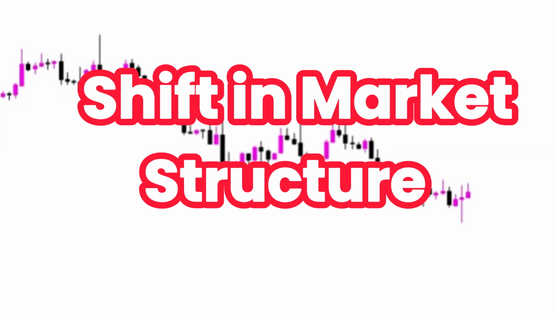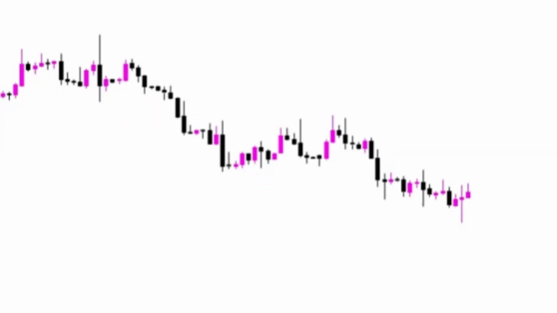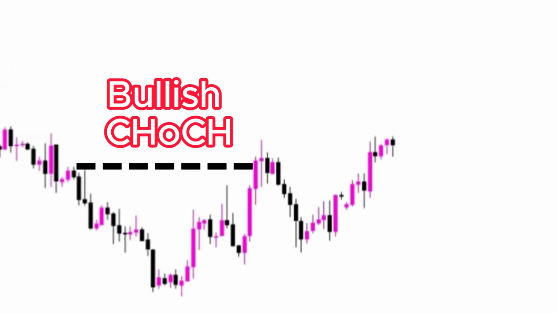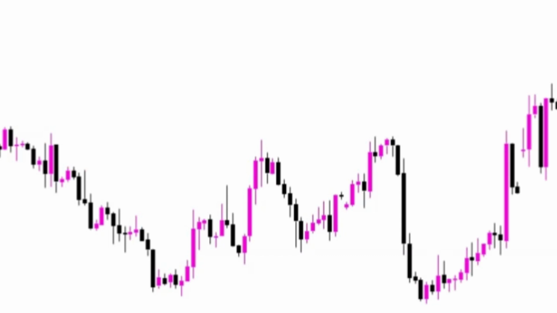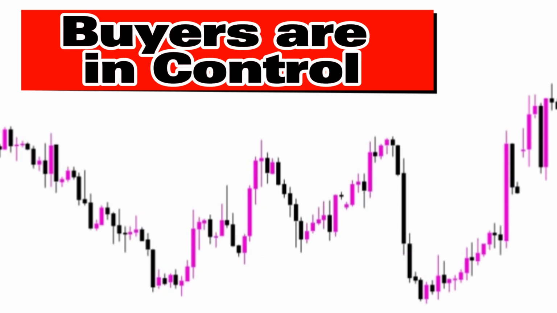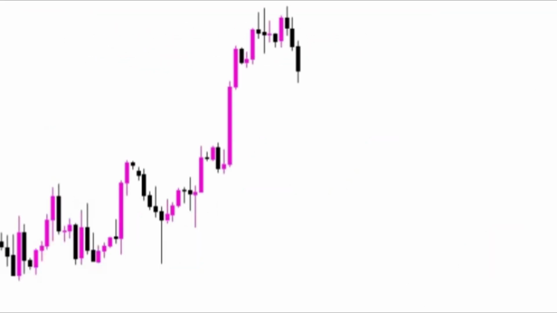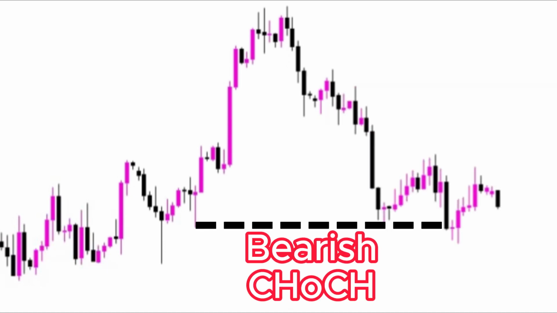Now that we have learned this concept, let us move to the second concept, which is shift in market structure. The shift in market structure, or change of character, is also of two types, which are bullish and bearish. The bullish shift in market structure occurs when the market breaks the lower high to the upside. The bullish market structure shift simply indicates that the buyers have entered into the market and the market may reverse very soon. Similarly, the bearish market structure shift occurs in the market when the market breaks the recent higher low to the downside.